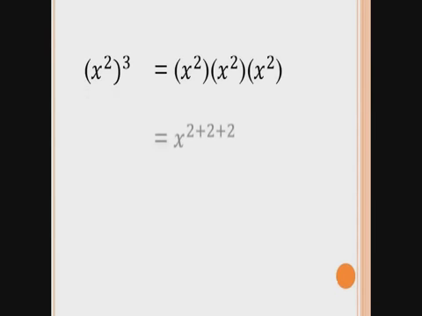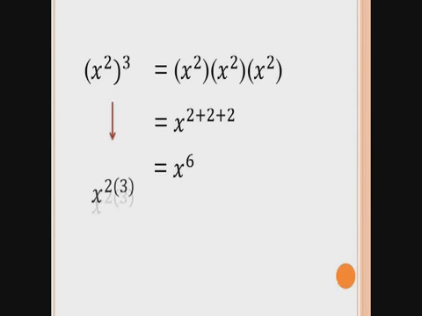If we are given x to the power of 2, raised to the power of 3, we can multiply the base by itself 3 times, that is x squared times x squared times x squared. Because they have the same base, x, we can write this as x to the power of 2 plus 2 plus 2. Then x to the power of 6.